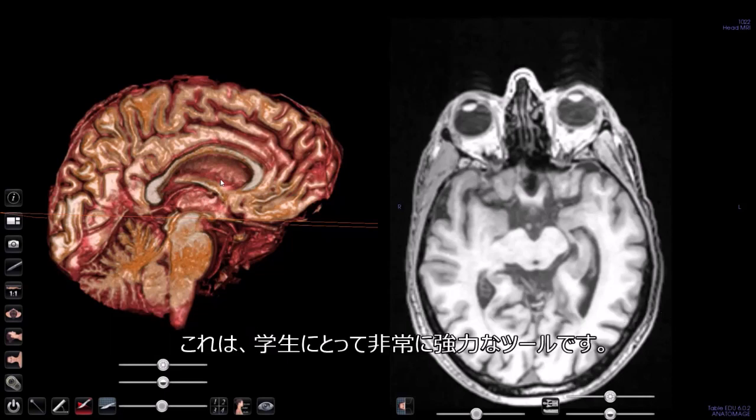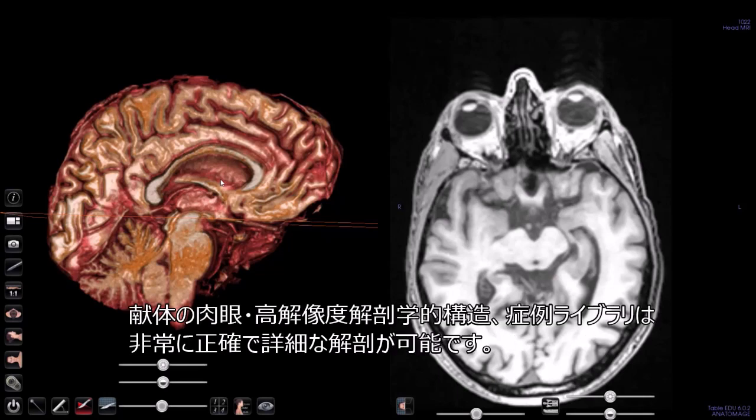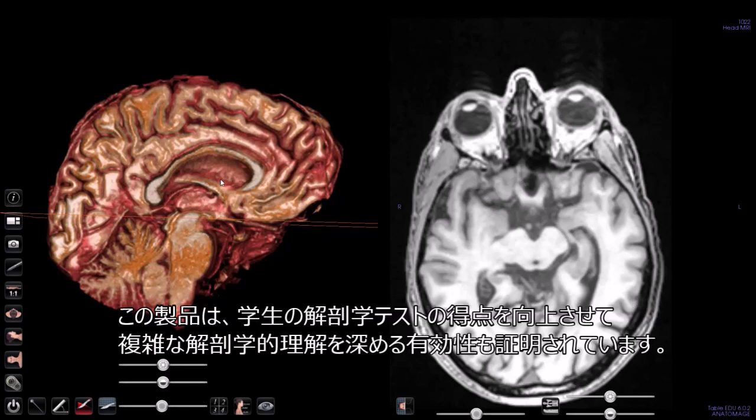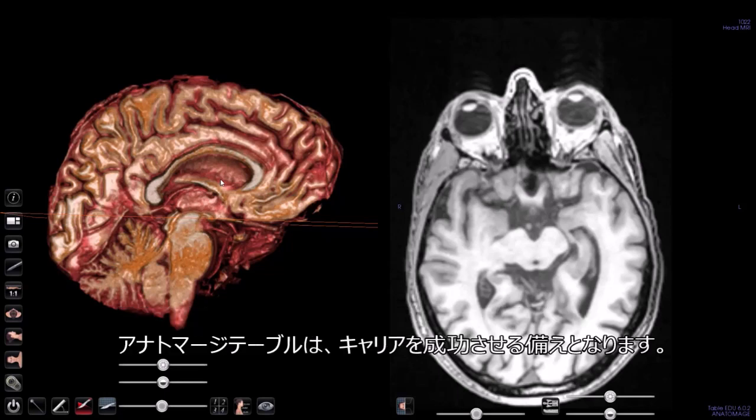This is an extremely powerful tool for students. One, because of all the gross anatomy, the high-res anatomy, all of the highly accurate and detailed anatomy that we have from our cadavers and our case library. There's also a proven effectiveness with this table to improve student test scores and improve anatomical comprehension of complex information. As well, the Anatomage Table thoroughly prepares students for success in their careers.